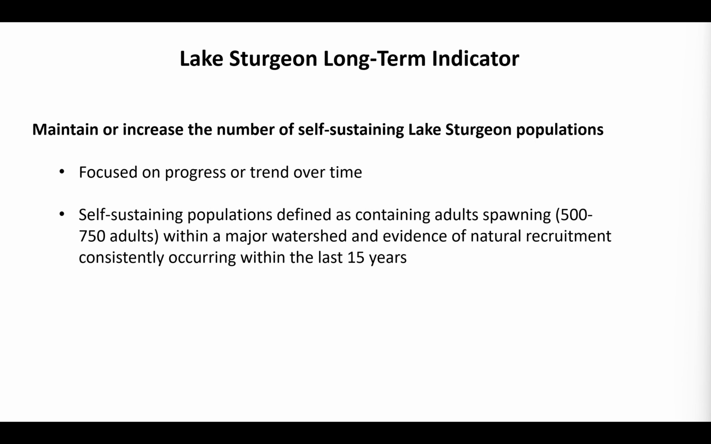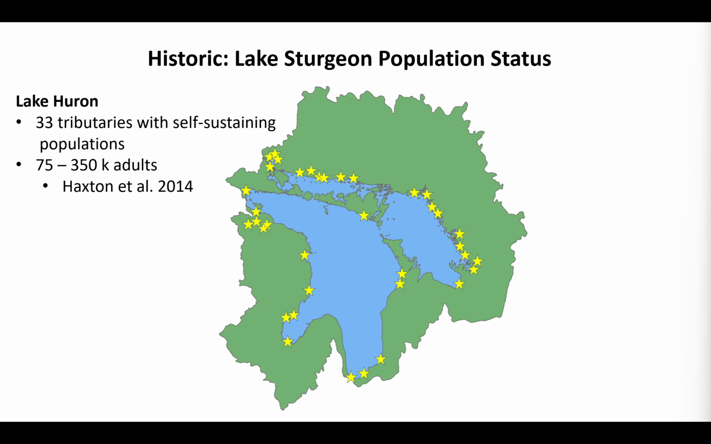So this is the long-term indicator that we came up with, and it's to maintain or increase the number of self-sustaining sturgeon populations. And we were not focused necessarily on status as much as trends over time. We do not present here whether or not the lake is in fair, poor, or good condition. I mean, it's still threatened throughout its range in Lake Huron, so we know it's in poor condition, but we're more focused on the trends over time. And what we defined as a self-sustaining population was containing adults spawning within a major watershed and evidence of natural recruitment consistently occurring.